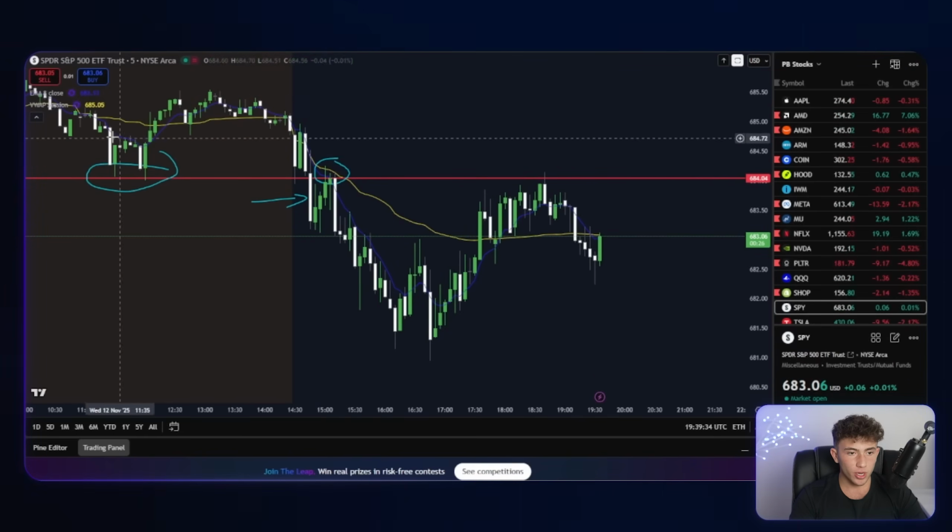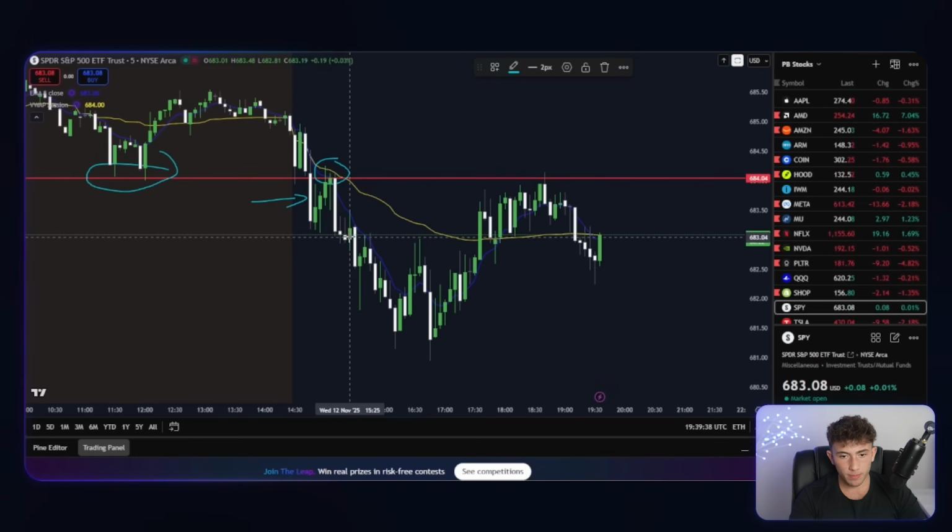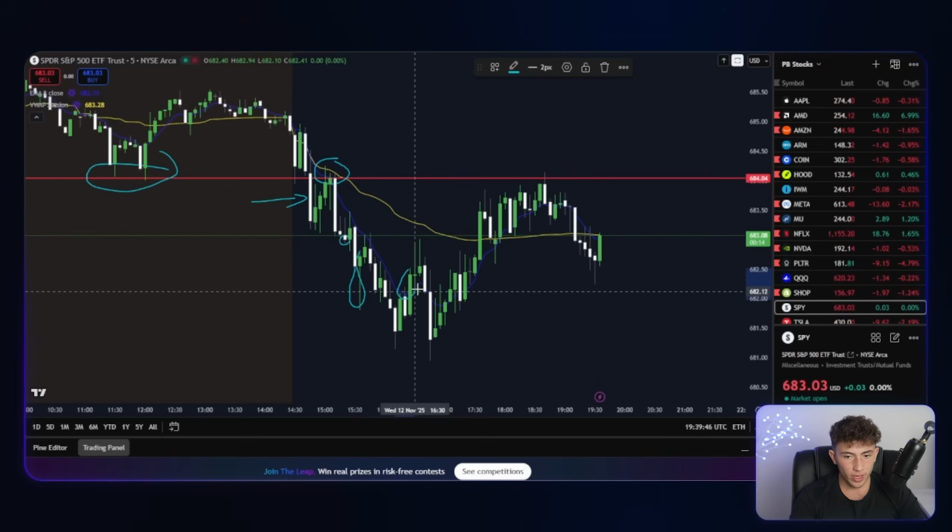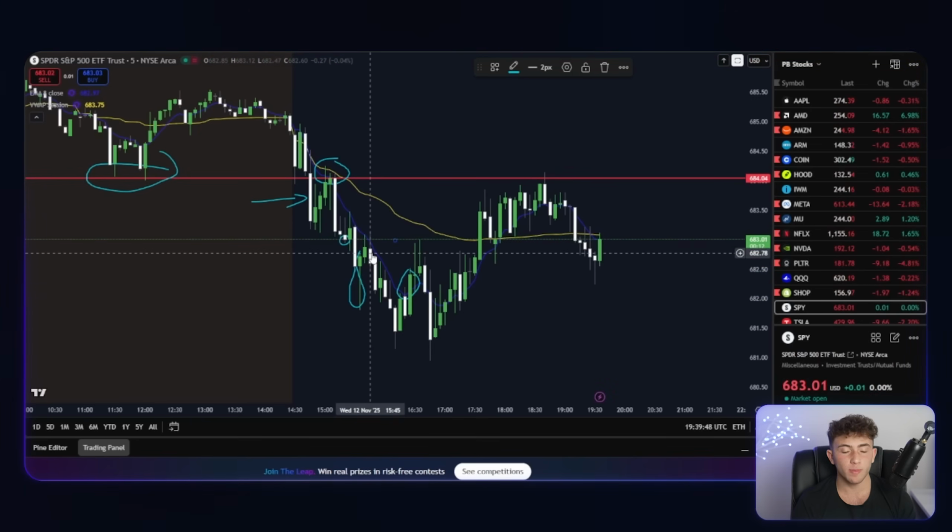This was my entry here. Then it absolutely dumps, trims. Then you get out of your full position after you see an ugly candle like this, or you could wait until a candle like this. But I did make money in SPY puts today. And literally, that's the setup.